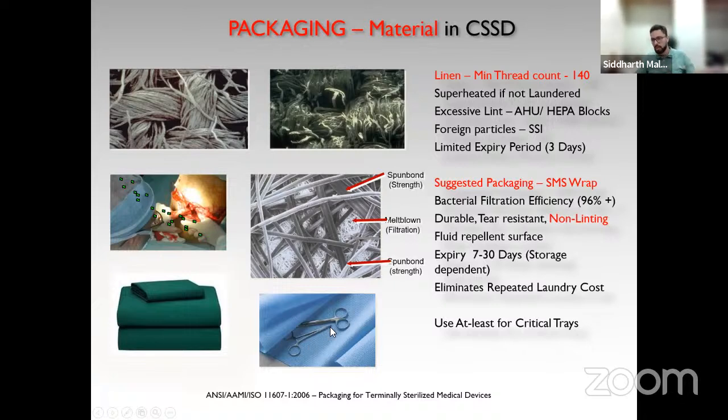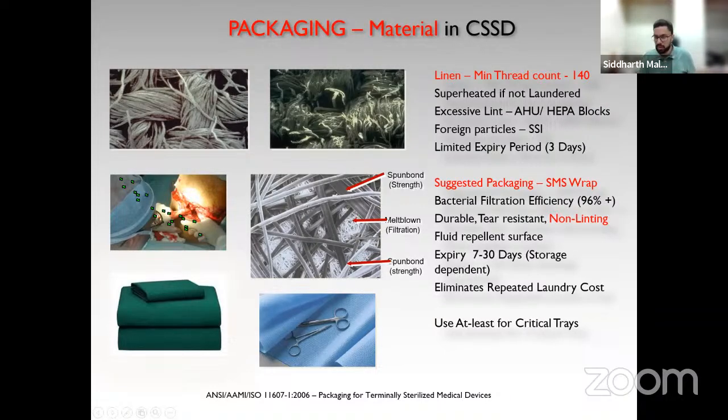Again, from an economic point of view, we understand that SMS wraps are going to be expensive. That is why in some hospitals, it is okay if you have a policy of reusing the linen 3 to 4 times, till the time you do not find any spots, betadine, or holes inside. Right? So we suggested a pack of SMS wrap. It has a bacterial filtration efficiency of 96%. And if you have autoclaved a product wrapped in the SMS wrap, it can be kept at that sterile location for probably 7 days or even 30 days. So you don't need to keep on autoclaving things again and again. It can be kept sterile and stored at the location properly.